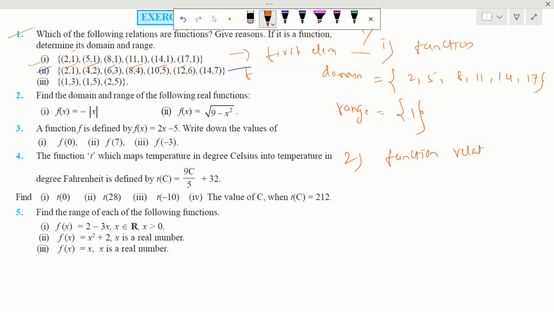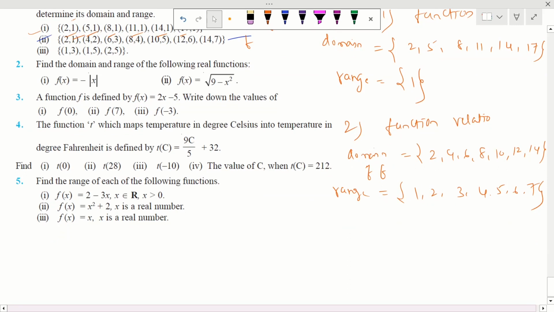Then what is the domain? The domain is all the first values: 2, 4, 6, 8, 10, 12, 14 are the domain of the function relation. And what is the range? The range is 1, 2, 3, 4, 5, 6, 7, the second elements of the given set.